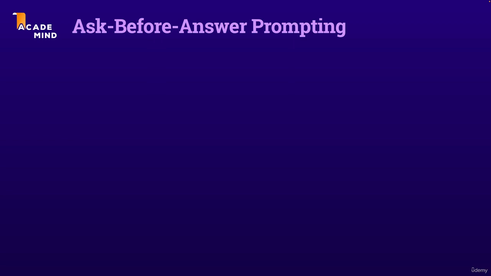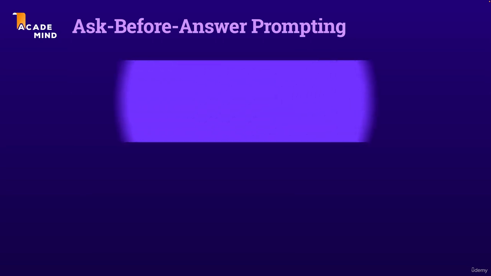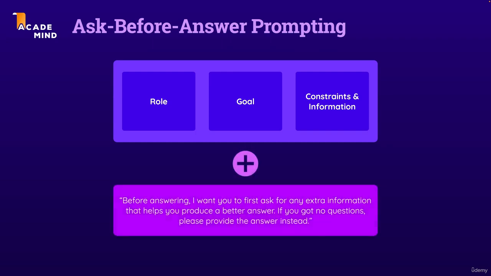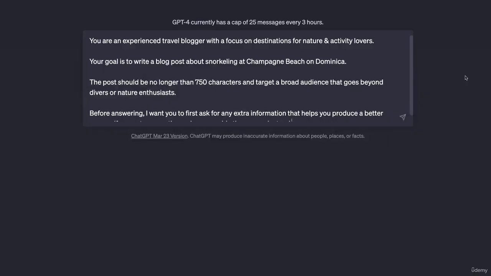Now, the first slightly more advanced technique into which I want to dive is the ask before answer prompting technique. The idea here simply is that you, in the end, still have your role, goal, constraints and extra information, but in addition, in your prompt, you tell ChatGPT that before generating its main answer, it should first ask a couple of clarification questions, a couple of questions that allow ChatGPT to produce a better answer.